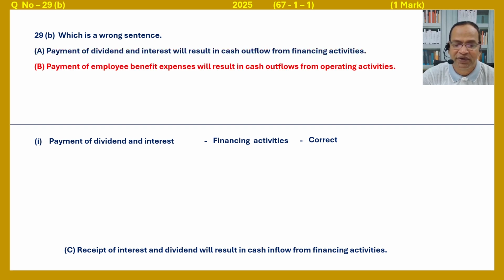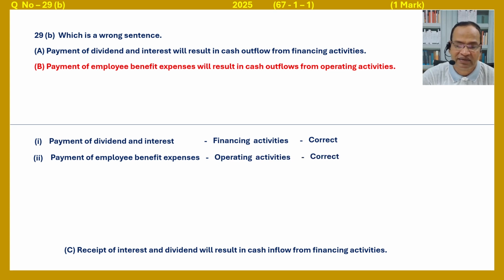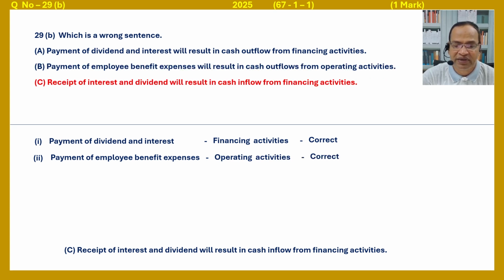Payment of employee benefit expenses will result in cash outflow from operating activity. Payment of employee benefit expenses, operating activity. Correct. Receipt of interest and dividend will result in cash inflow from finance activity. Receipt of dividend and interest, that is investing activity. Wrong answer. If interest and dividend are paid, that comes under financing activity. If interest and dividend are received, that comes under investing activity. In the question it is finance activity, therefore it is wrong.